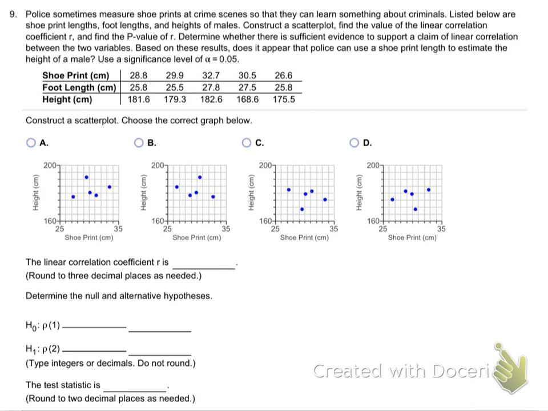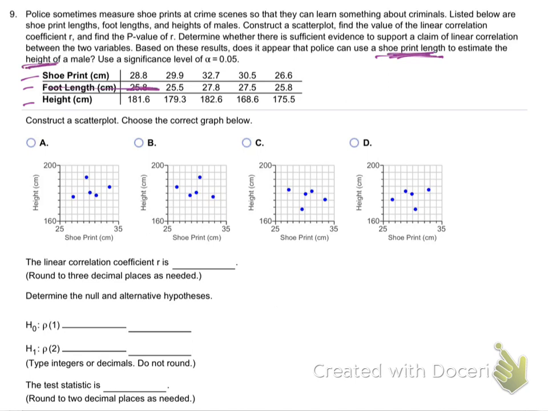So here we go. What's confusing here is we have extra data. How can you tell? There are 3 variables: shoe print, foot length, and height. What do they really want us to focus on? Foot width and height? Shoe print. Where does it say that? It says, please use the shoe print length to estimate the height of the male. Nice, good eye. Yeah, shoe print length and height.